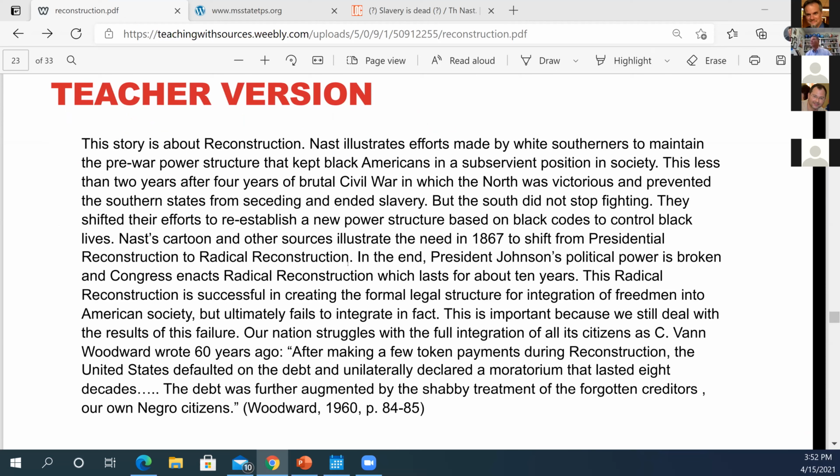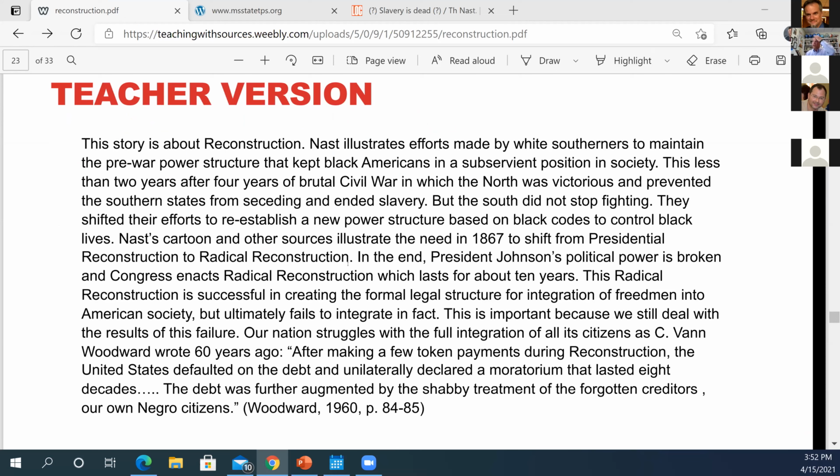The story is about Reconstruction. Nast illustrates efforts made by white Southerners to maintain the pre-war structure that kept Black Americans in a subservient position in society. This is less than 2 years after 4 years of brutal civil war, in which the North was victorious and prevented the Southern states from seceding and ended slavery, but the South did not stop fighting. They shifted their efforts to reestablish a new power structure based on Black codes to control Black lives.